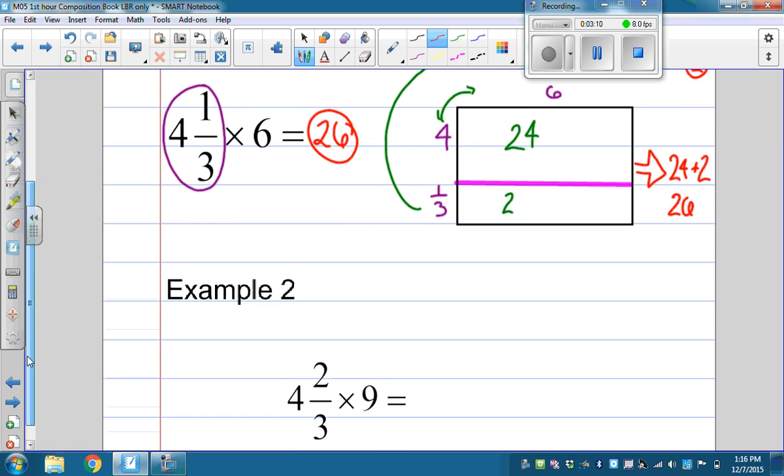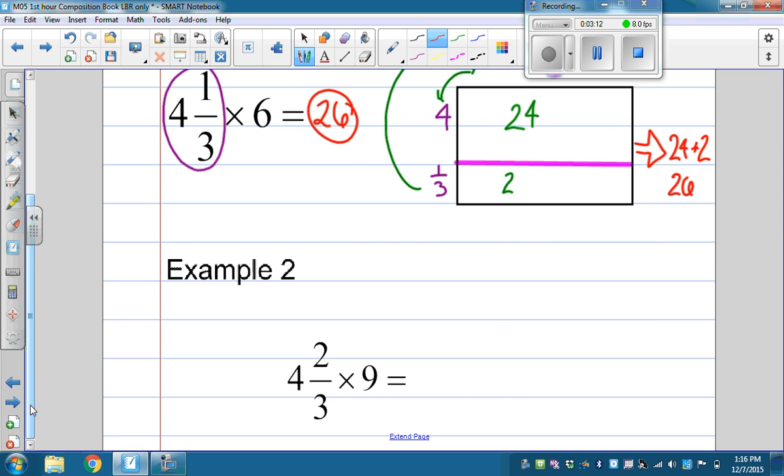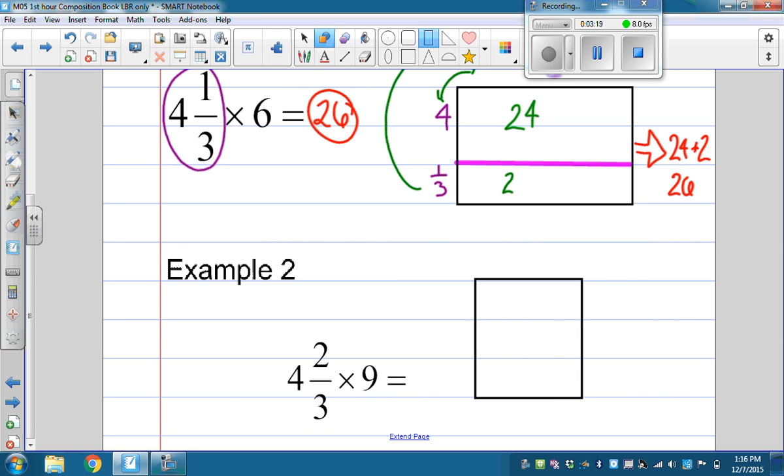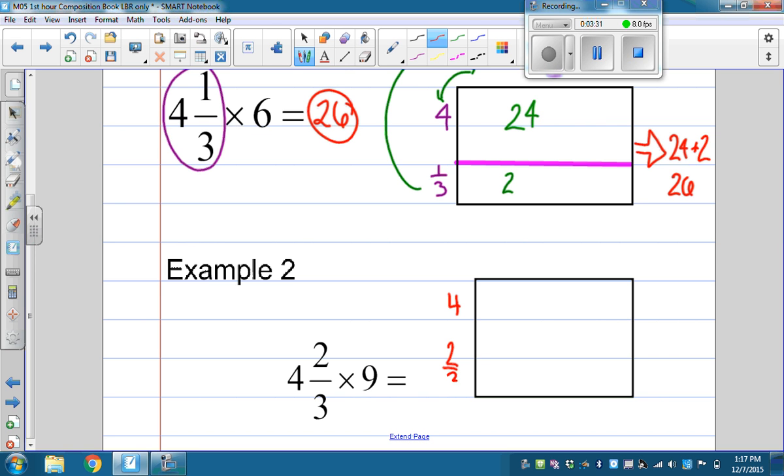So we'll do that one more time with this example here. So for example 2, we're going to draw another area model, which is just a rectangle. It's nothing fancy. And we're going to do 4 2/3 times 9. So again, just divide your rectangle into two parts.